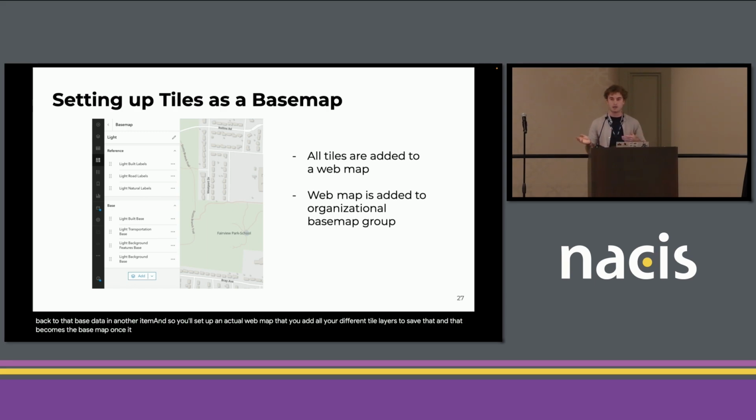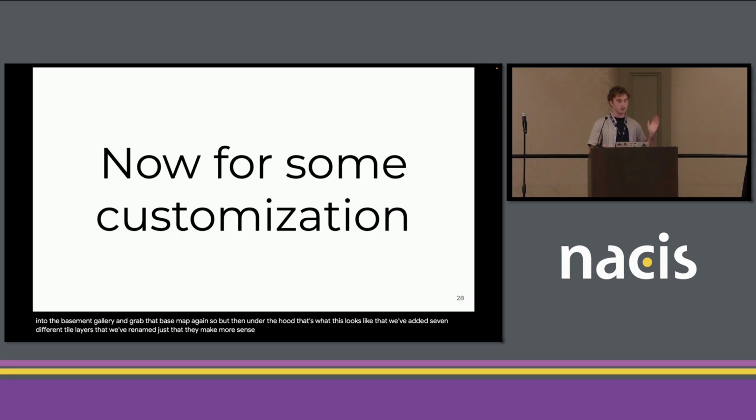Once it's added to the Basemap gallery group within our organization, that becomes the base map that you can go into the Basemap gallery and grab. Under the hood, that's what this looks like: we've added 7 different tile layers that we've renamed so that they make more sense. And now I'll give you a little bit of customization.